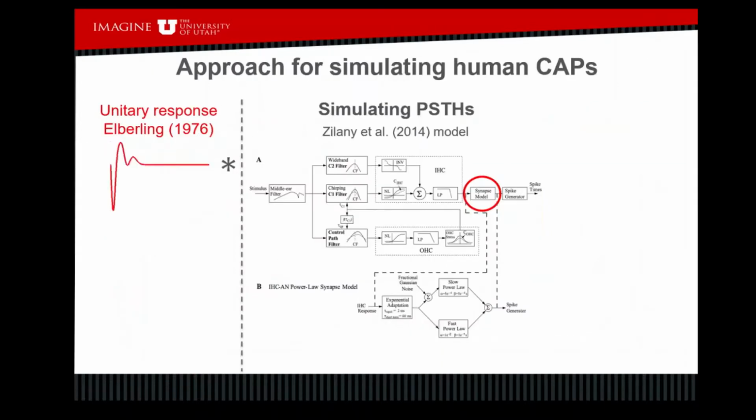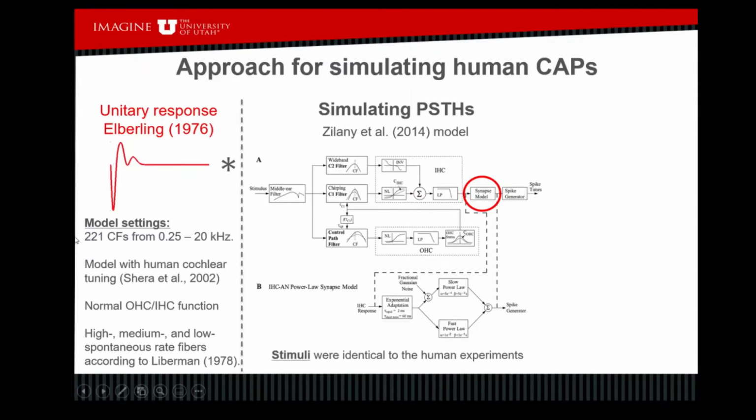As I mentioned, the convolution model amounts to convolving the unitary response with the peristimulus time histograms obtained at each CF. Our simulations incorporated the unitary response described by Elberling in 1976, which was derived from data based on high-pass masking technique performed on human subjects.